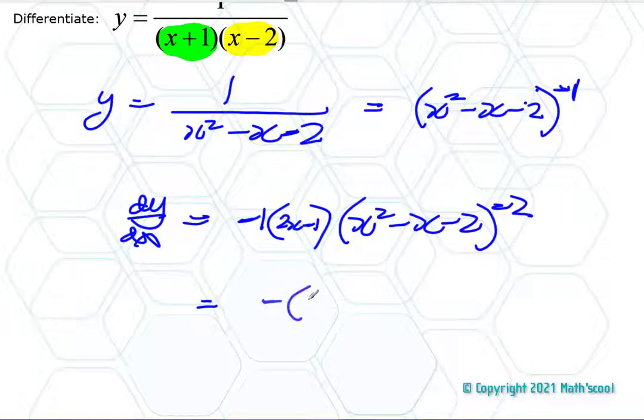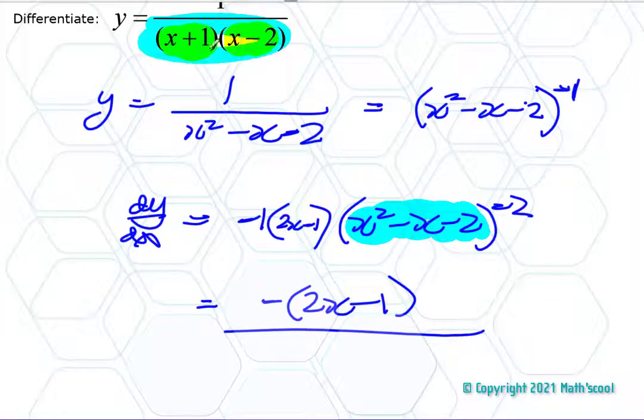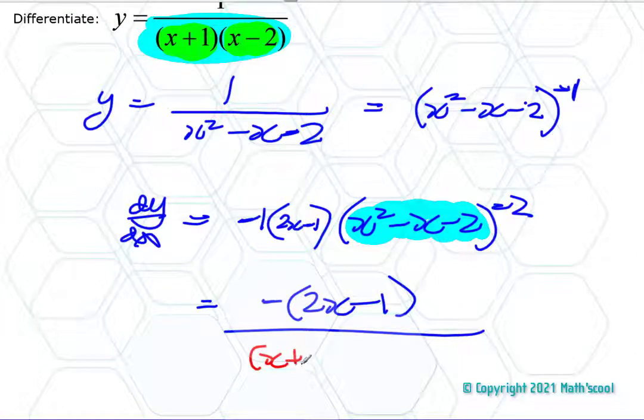And then just tidy that up. It's going to be minus brackets 2x minus 1 over. This one's going to go down to the bottom of the fraction. But remember, this thing here is just really that. So I can refactorize it. So I can call it x plus 1, x minus 2. But it's to the power 2. I mean, the minus I've already done by pushing it down. But it's still to the power 2. So I'll square them both.